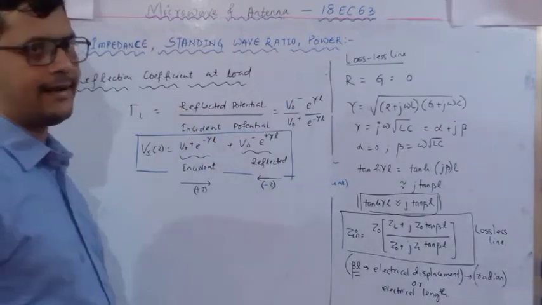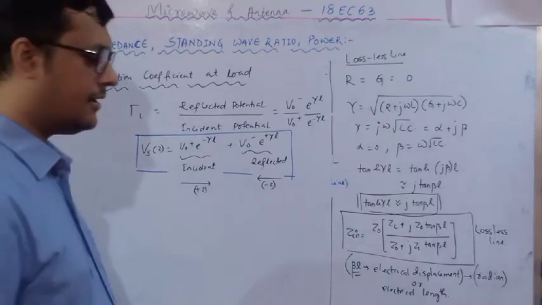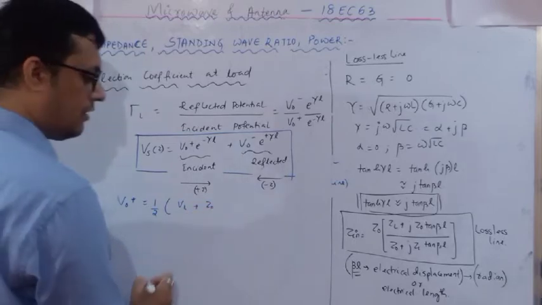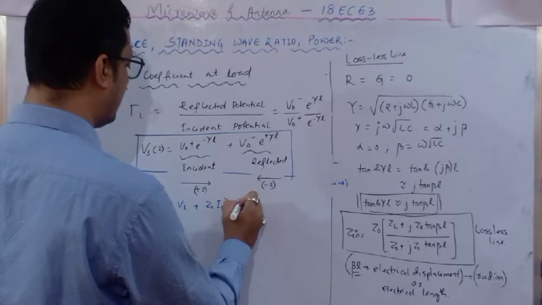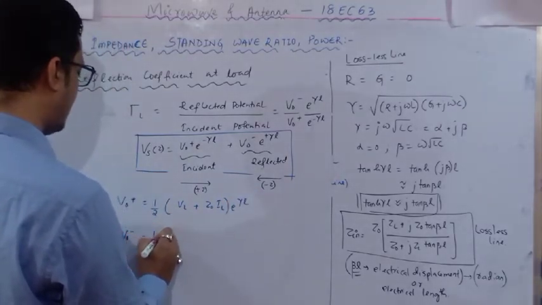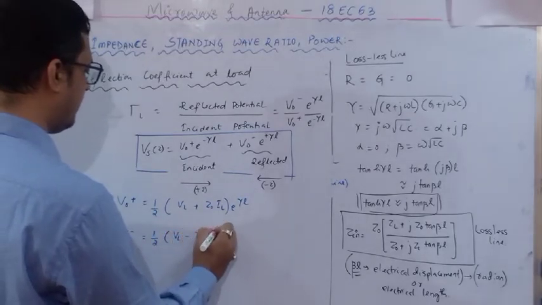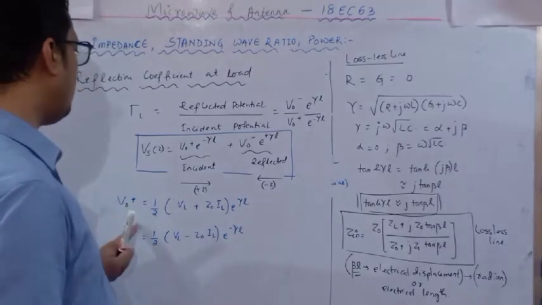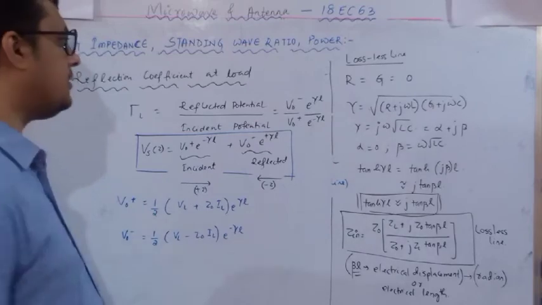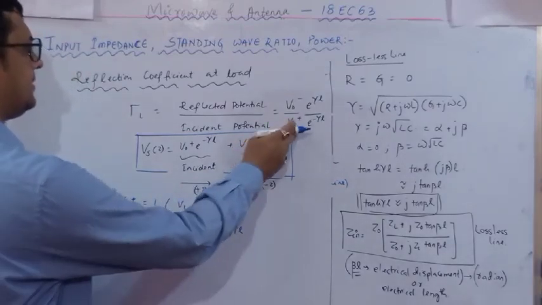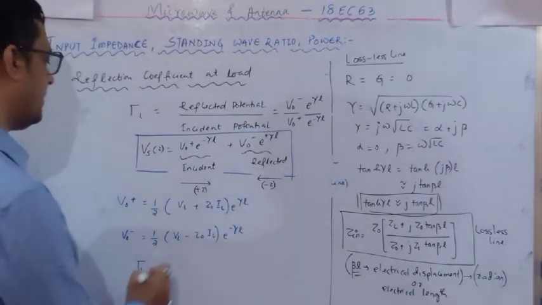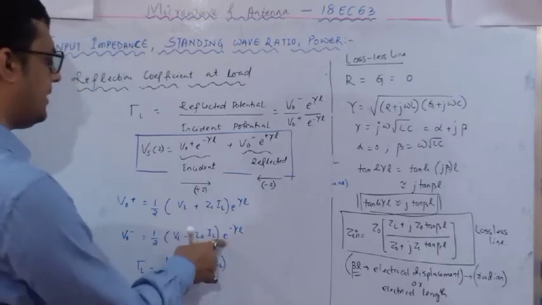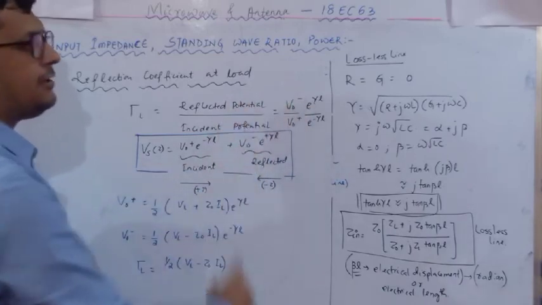Now what are V0 plus and V0 minus with respect to VL and IL, what we have written? V0 plus is equal to half of VL plus Z0 into IL, e to the power gamma L, and V0 minus is half of VL minus Z0 into IL, e to the power minus gamma L. So these are the two relations. Done. Now what you have to do is substitute these values here. So I will get the reflection coefficient: V0 minus is half of VL minus Z0 into IL e to the power minus gamma L, and here it is e to the power gamma L. It will be cancelled out.